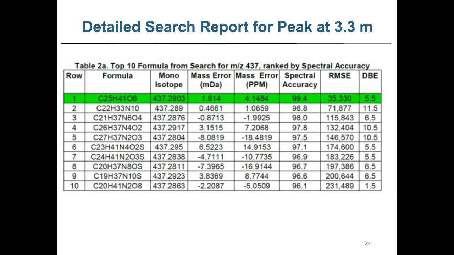This is just a list from one of the impurity peaks at 3.3 minutes. This shows the output of the formula ID search results, with the top hit here being 99.4% spectral accuracy, with about 2 milli-Dalton mass error, and the next best hit drops down fairly significantly to about 98.8. So that gives us fairly good confidence that we have the right formula there.